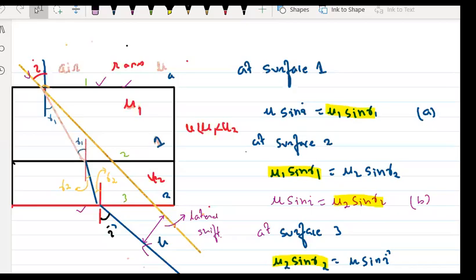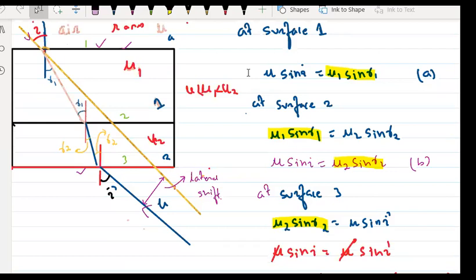In last class we studied that if we keep one slab or two slabs or three slabs having different refractive index, we don't have to worry about all the surfaces. We just have to use Snell's law at the topmost surface and the bottom surface. Yes or no? We have proved it in last class. How the refractive index of all the other surfaces will be cancelled.